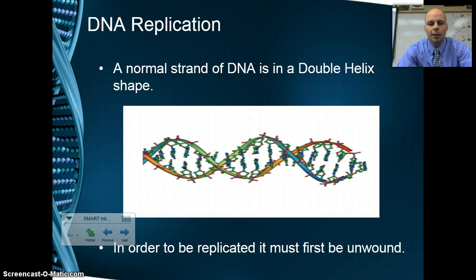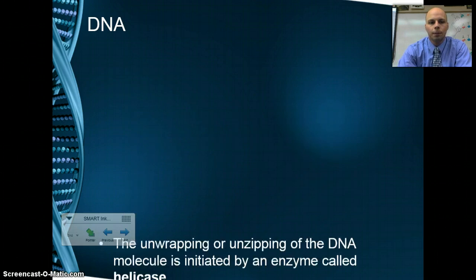The first thing that has to take place is to unwind that DNA so that the enzymes can have access to the nucleotides, or specifically the nitrogen base portion of the nucleotides, to eventually start making that copy, because that's where the main component of the genetic information is held.